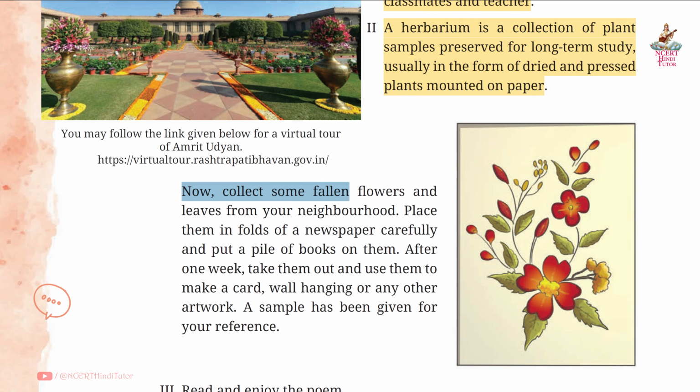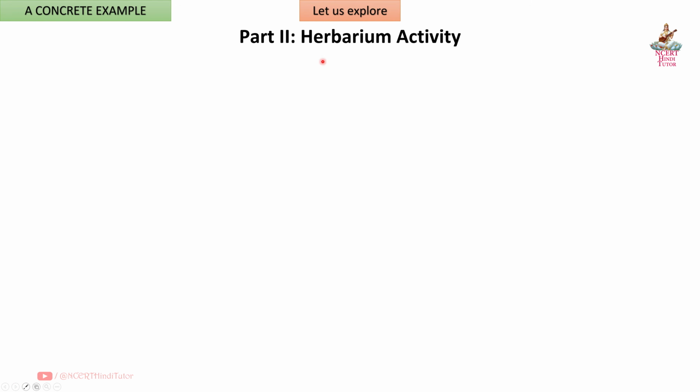Now, collect some fallen flowers and leaves from your neighborhood, place them in folds of a newspaper carefully, and put a pile of books on them. After 1 week, take them out and use them to make a card, wall hanging or any other artwork. A sample has been given for your reference. Herbarium activity. Steps for students.